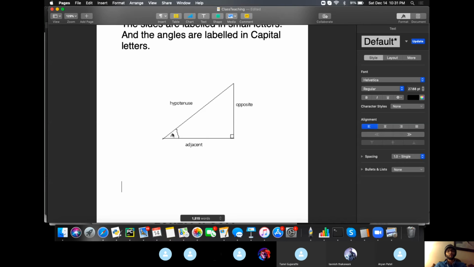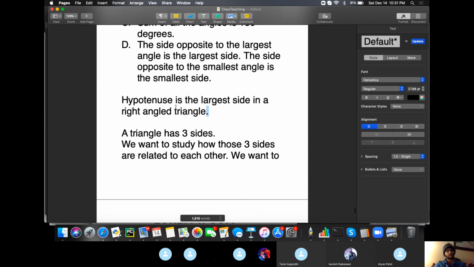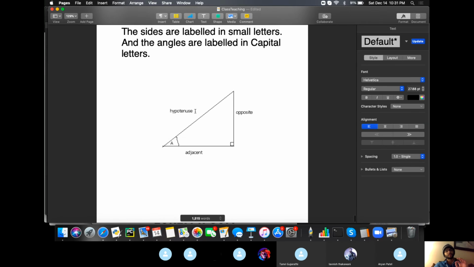First of all, you do know that this side is the hypotenuse. Can somebody tell me why this side is the hypotenuse? Because it is the longest side in the triangle. Remember, we first realized here that the hypotenuse is the largest side in a right angle triangle. So whenever we say hypotenuse, there is no confusion. You know which side you're talking about. It has to be the longest side in the triangle. So this one side you know.